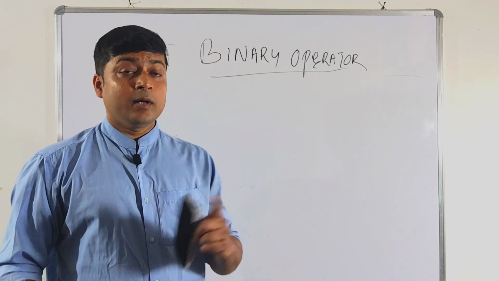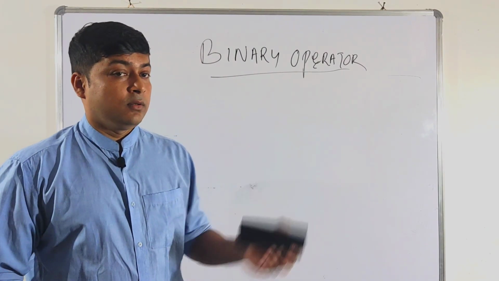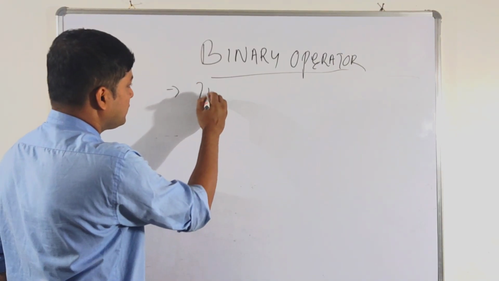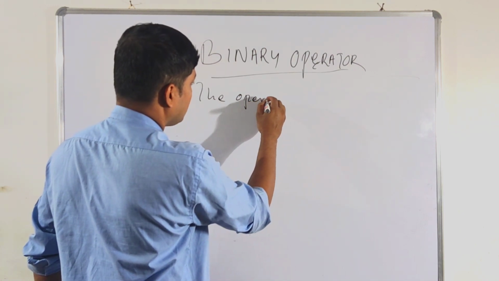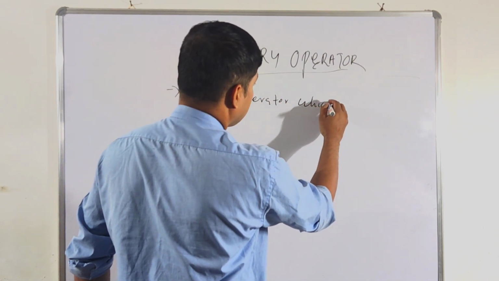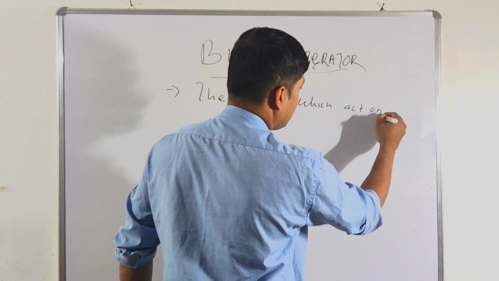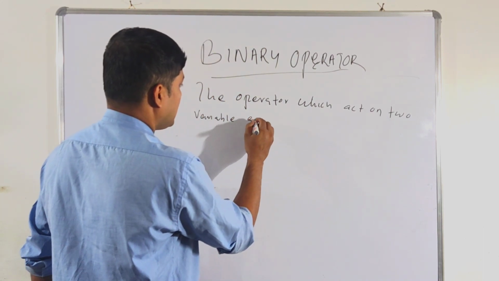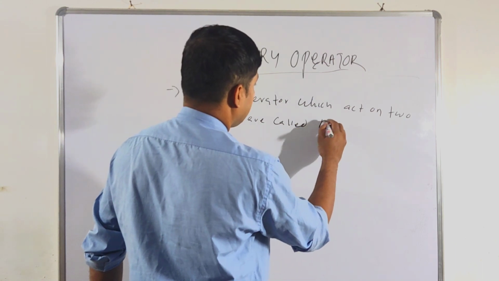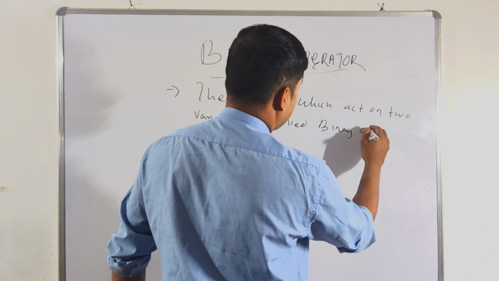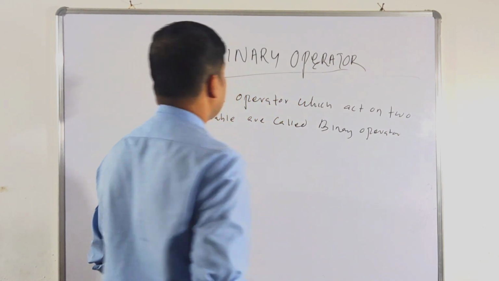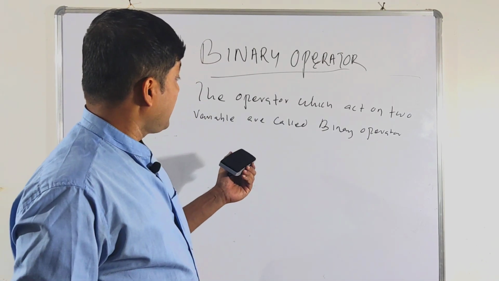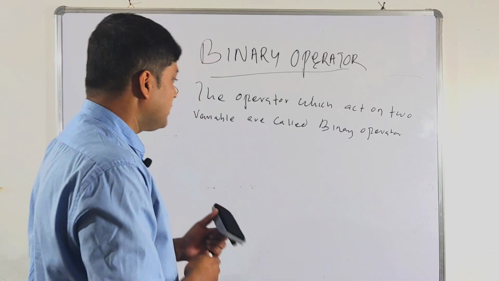Today we will learn the second part of operators, that is binary operator. So what is binary operator? Simple definition: the operator which acts on two variables, or a minimum of two variables, is called a binary operator. So what is an example of a binary operator?